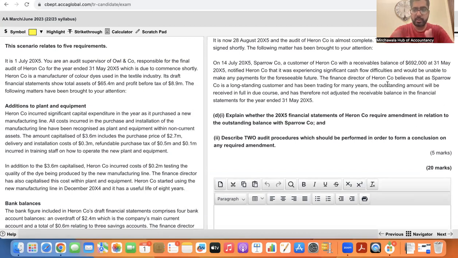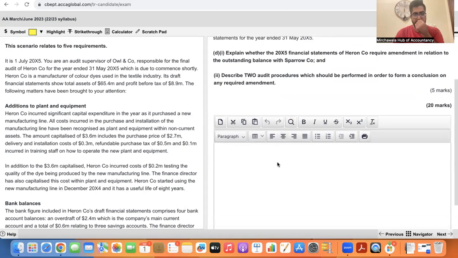So it is 28th August, the audit report is about to be signed, and year end was 31st May. On 14 July, after the year end, it's a subsequent event. A customer with a receivable balance of 690,000 says it is experiencing cash flow problems and won't be able to pay, but the director says that since it's an old customer, the balance is fully recoverable. So it's a subsequent event question: explain whether the FS require amendment, then audit procedures. Usually it asks for the impact on the audit report, but that's not asked.